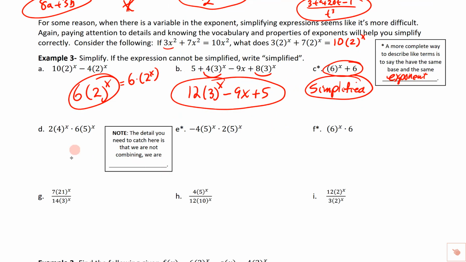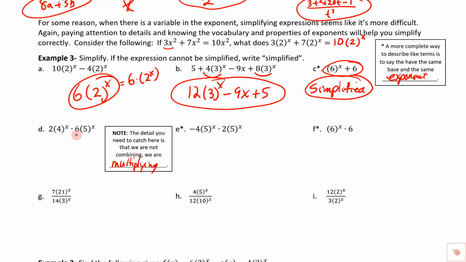And on D, the detail that we need to catch here is that we are not combining these. So people have a tendency to look at this and say, oh, we've been combining like we did up here. This has a base of 4, this has a base of 5, so we can't do anything there. So we're not combining. What we're doing here is we are multiplying. Okay, this is a product, so we've got to be careful. We apply different rules.